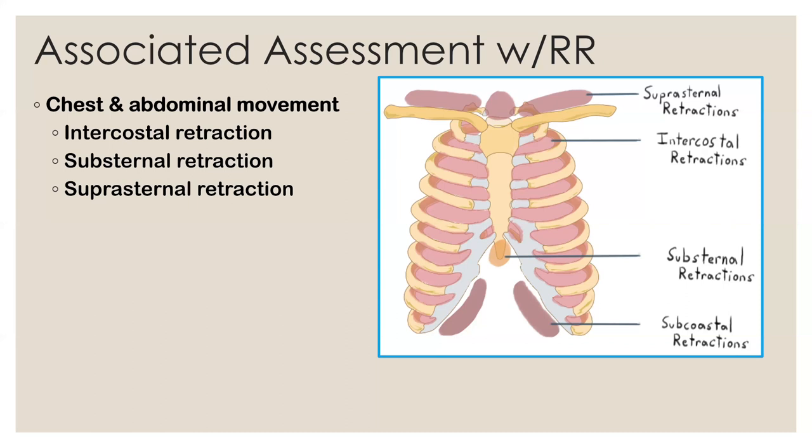Substernal retractions are another type. This happens when those tissues are drawn in beneath the sternum or the breastbone. You can see in my picture, substernal retractions, right there, kind of at that xiphoid process area. And then suprasternal retraction, this one happens when tissues are drawn in above the clavicle. So right there at that shoulder girdle, you can see that in my picture as well. Again, these are never, ever good. And these are just caused from over exerted respiratory effort, deep breaths in where you can see those spaces.